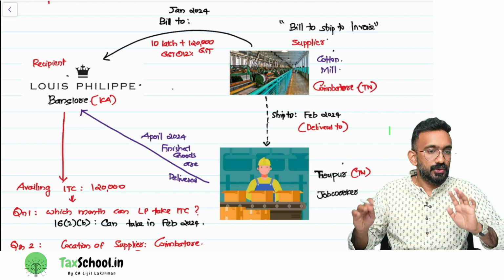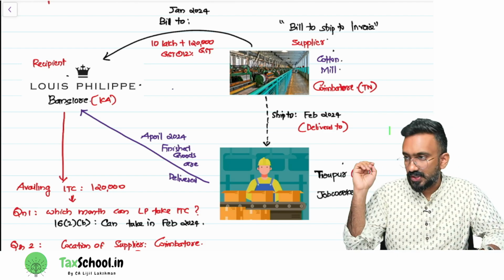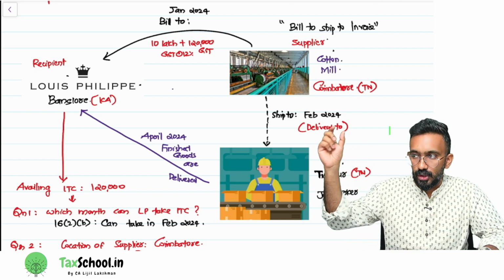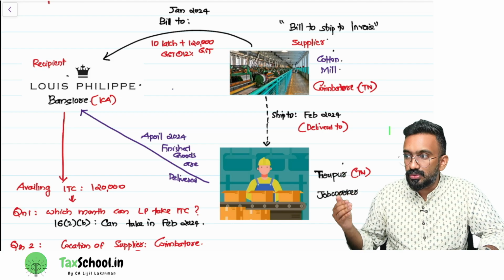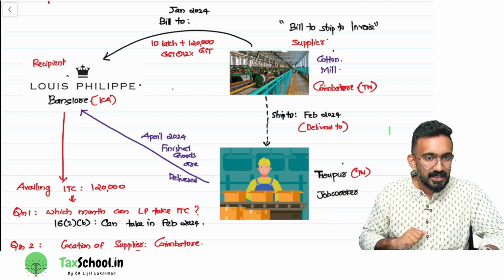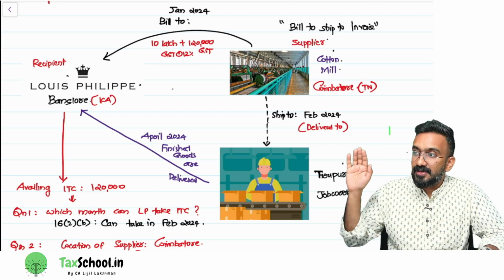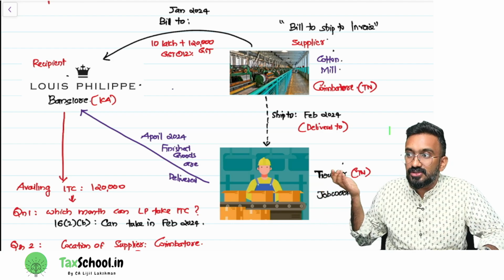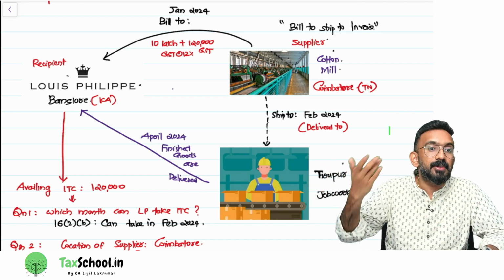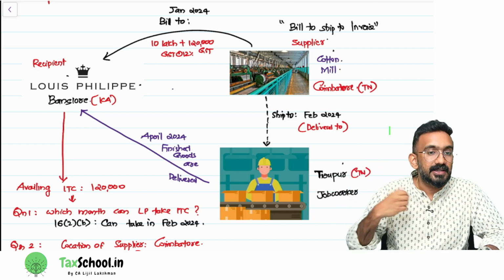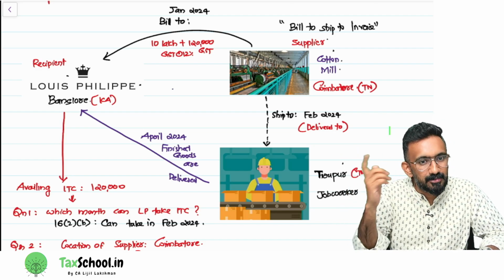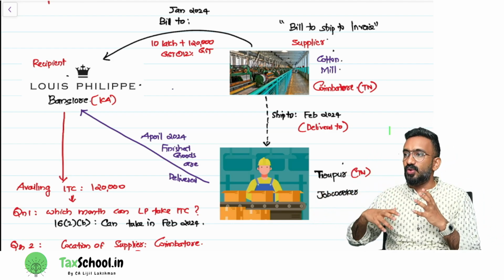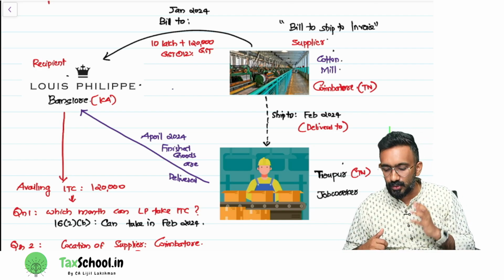Same example I have shown you during our ITC discussion. You remember, Louis Philippe is purchasing cotton from a cotton mill in Coimbatore, and asked them to deliver the goods to a Tirupur job worker. And the delivery to the Tirupur job worker has happened in February, but after stitching, the job worker sent it to Louis Philippe in April only. When can Louis Philippe take the credit? I said February. When the goods are received by the job worker, it is assumed to be received by Louis Philippe itself, and Louis Philippe can take the input tax credit, is the understanding.